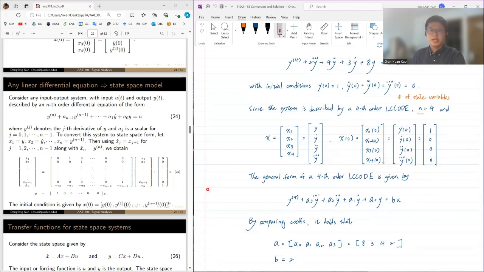Next, let's look at a general fourth order LCC ODE. By comparing the coefficients, we see that the vector A in the state transition matrix is equal to a vector of 8, 3, 4, and 2. The constant B in the input matrix is equal to 2.